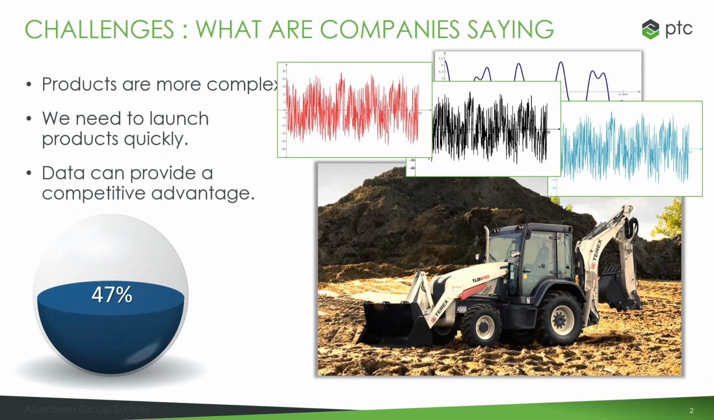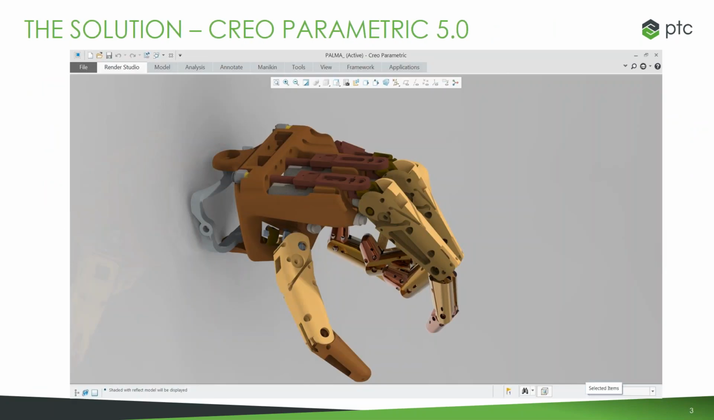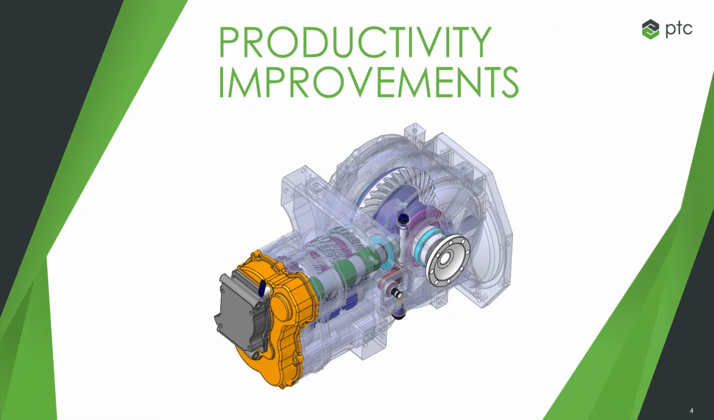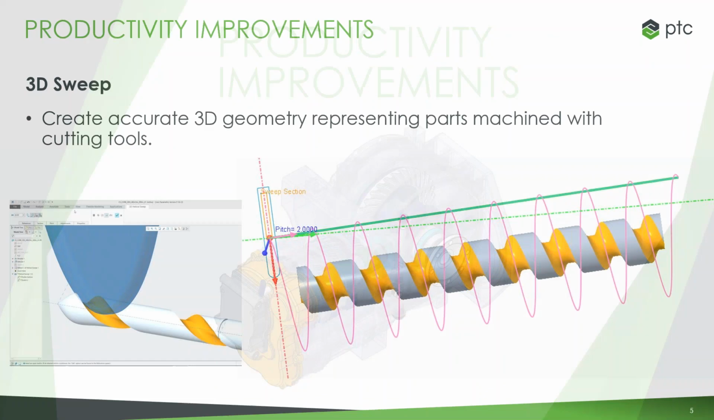47% also said that data can provide a competitive advantage and that they'd like to be able to utilize that further in their design and earlier, when they're modeling inside of Creo. So we tried to take all of that information and improve it inside of Creo Parametric 5. So we'll start off with just some productivity improvements.